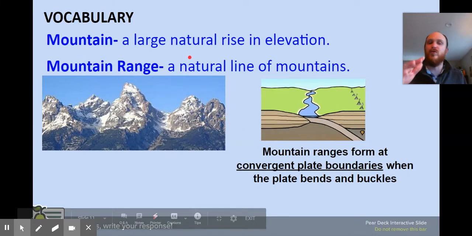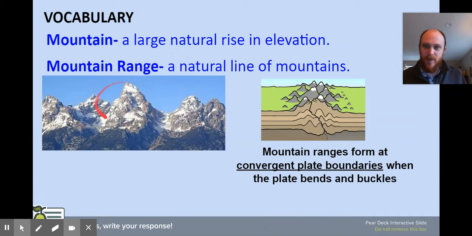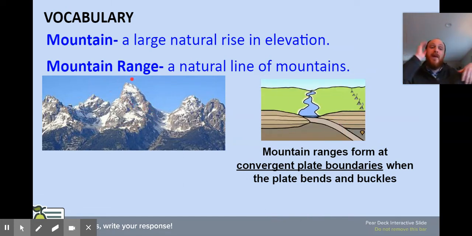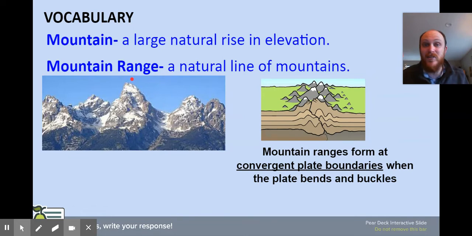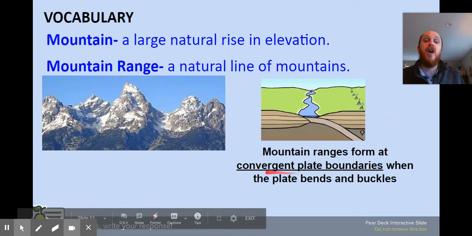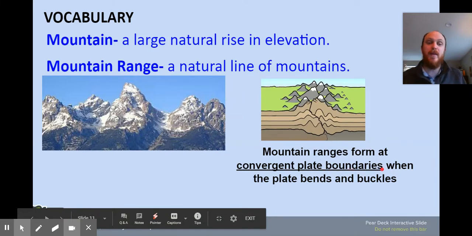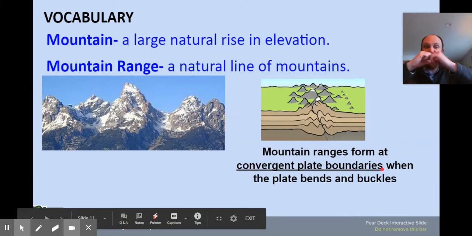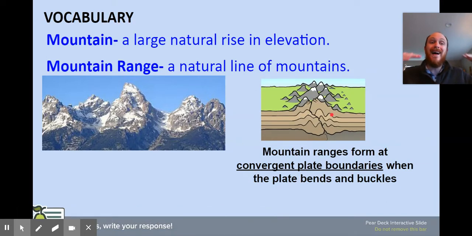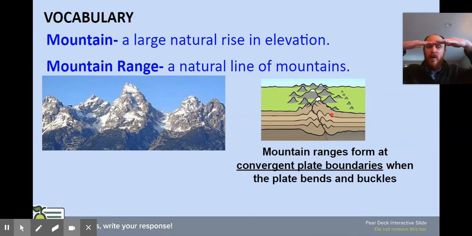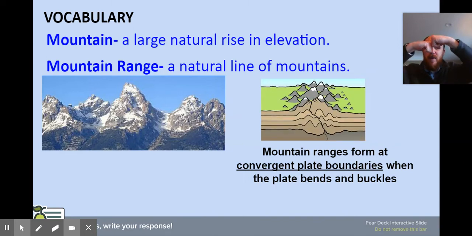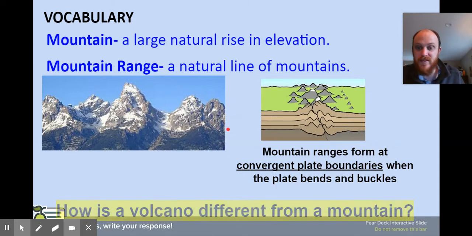Mountains are large natural rises in elevation. You've all seen a mountain. I just want to make sure we all understand. A mountain range is a line of mountains, and it could be thousands of miles long. Mountain ranges form at convergent plate boundaries when the plates bend and buckle, especially when two continental plates collide. One of them doesn't dive under the other one like sometimes happens, and then they bend and crumple and they form mountains.